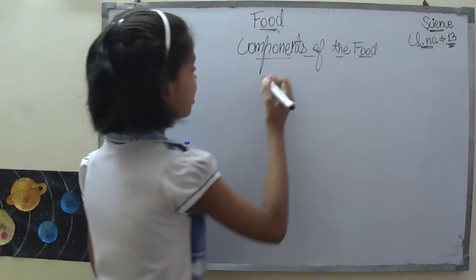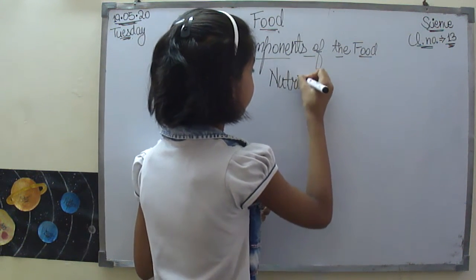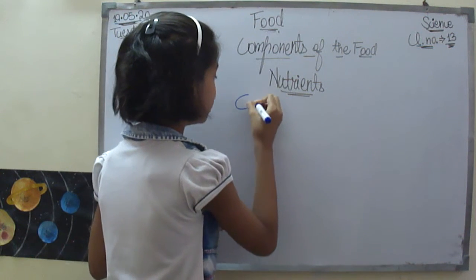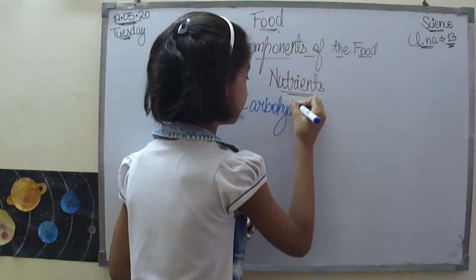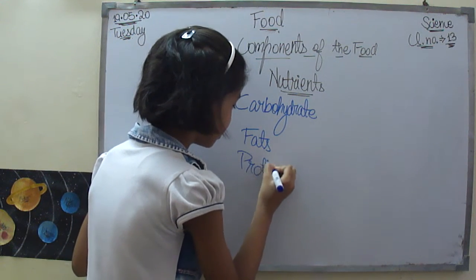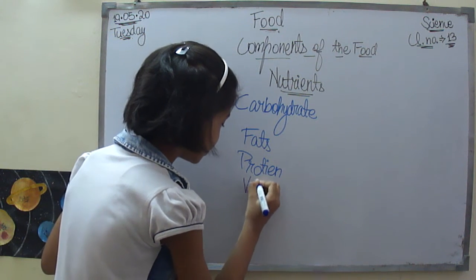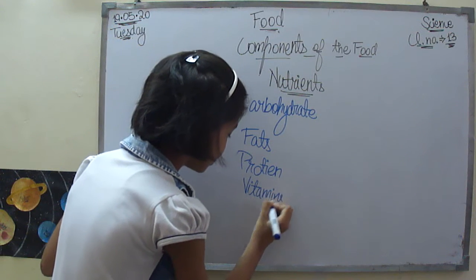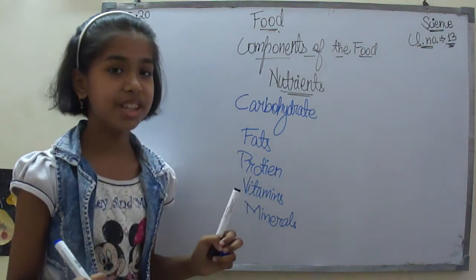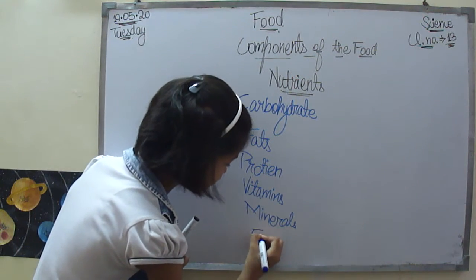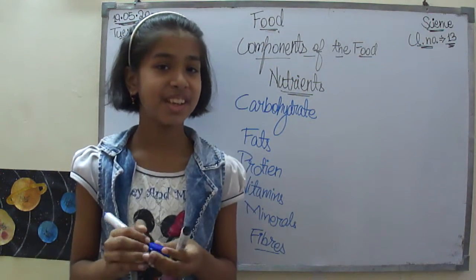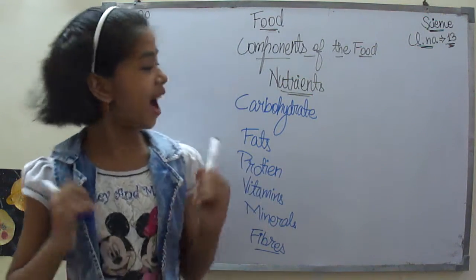Basically the examples, let me write down. So the nutrients are the carbohydrates, fats, protein, then we have vitamins and minerals. In addition to it, there is also the fiber, or it is also known as roughage or the dietary fiber.